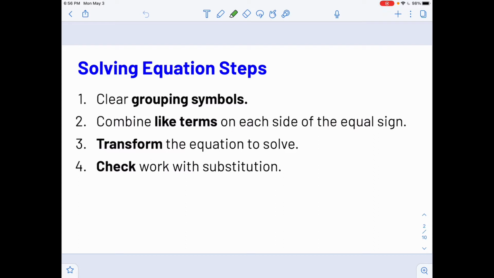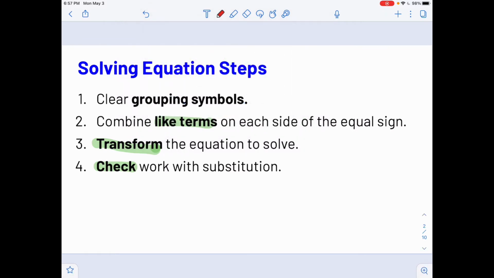The first is to clear grouping symbols. Grouping symbols are things like brackets, parentheses, etc. Then our second step is to combine like terms on each side of the equal sign. Third is to transform the equation to solve. Remember, transform is using legal moves. And then finally, check your work with substitution.